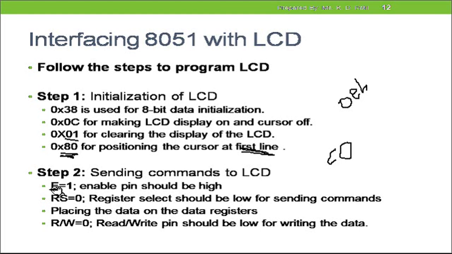After latching, the E value will go back to 0 so that another data can be sent to the LCD and again latched. Then the next pin we require is the register select pin. This is the most important pin for our program. When register select is equal to 0, commands will be sent, and when register select is equal to 1, data will be sent. You remember this thing.